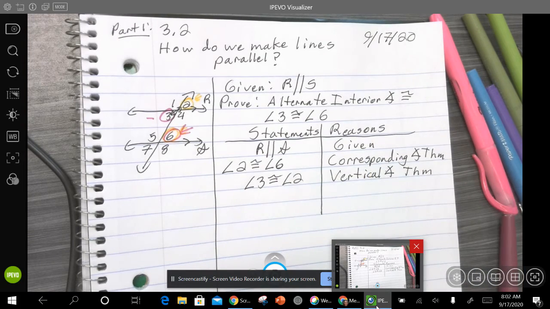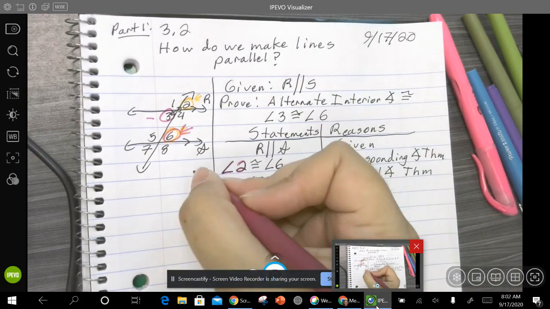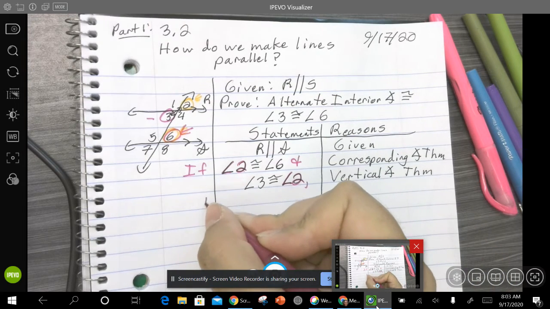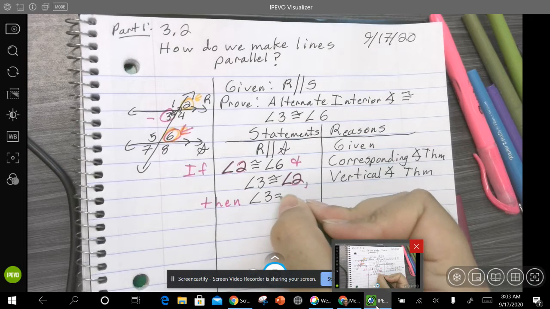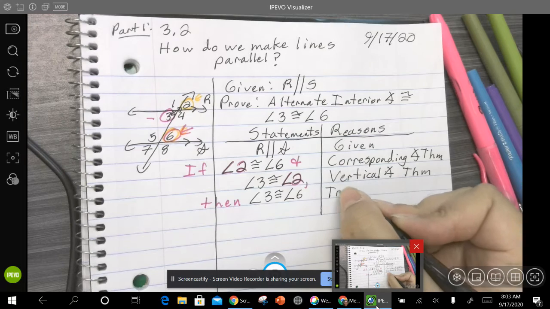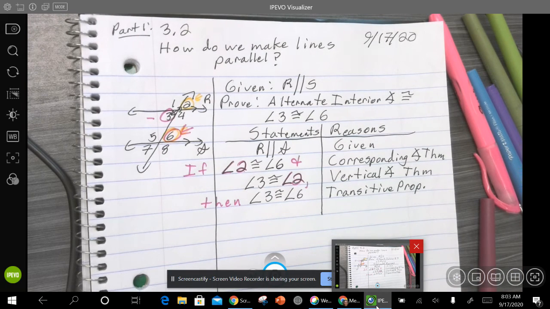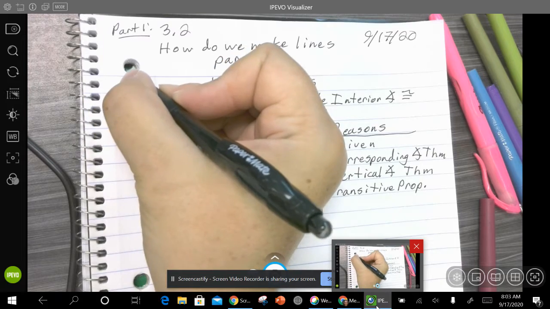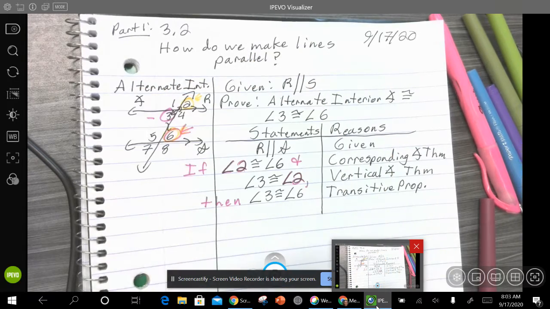Okay. So since angle 2 is congruent to angle 6 and angle 3 is congruent to angle 2, then angle 3 is congruent to angle 6, okay? And that's by our transitive property of congruence. So therefore the alternate interior angles are congruent, okay? So this is for alternate interior angles.